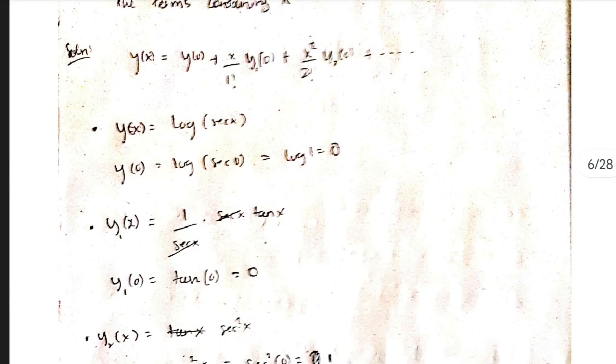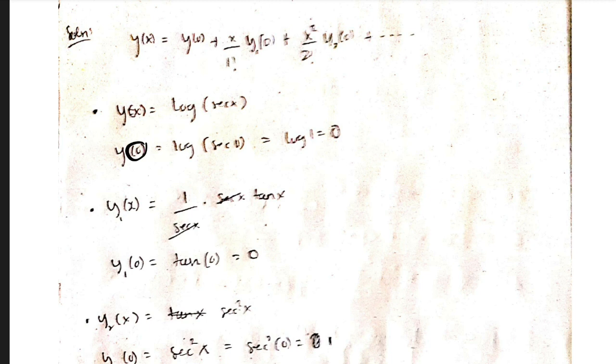Okay, and after that you have to put 0 in the place of x wherever you find it in this equation, and after that whatever answer you get, you store that answer. Okay, and after that you do the same for y1 of x also. Find the differentiation of this one.